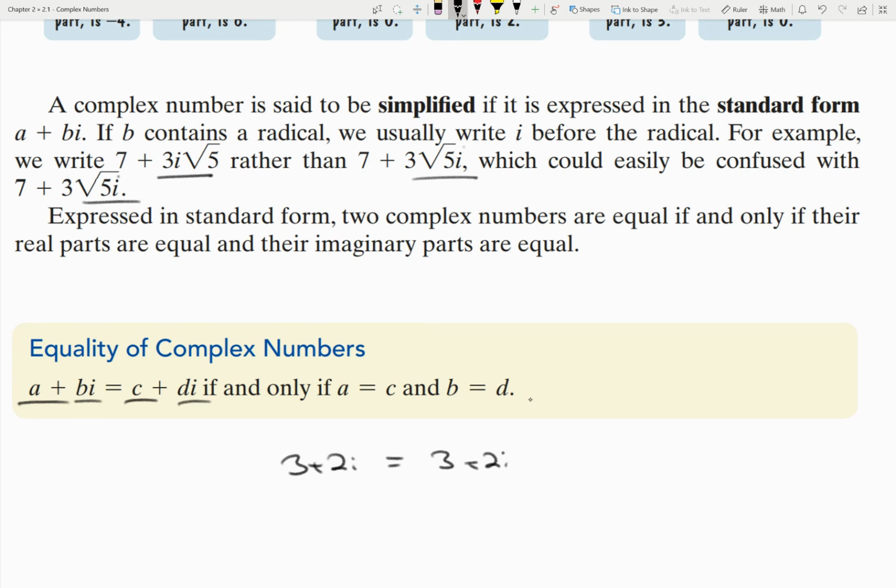If you mix those up, or if you put different numbers there, the two sides wouldn't be equal to each other. And I mean, that kind of makes sense, okay? It has to have a certain real part, it has to have a certain imaginary part, and they both have to be the same.